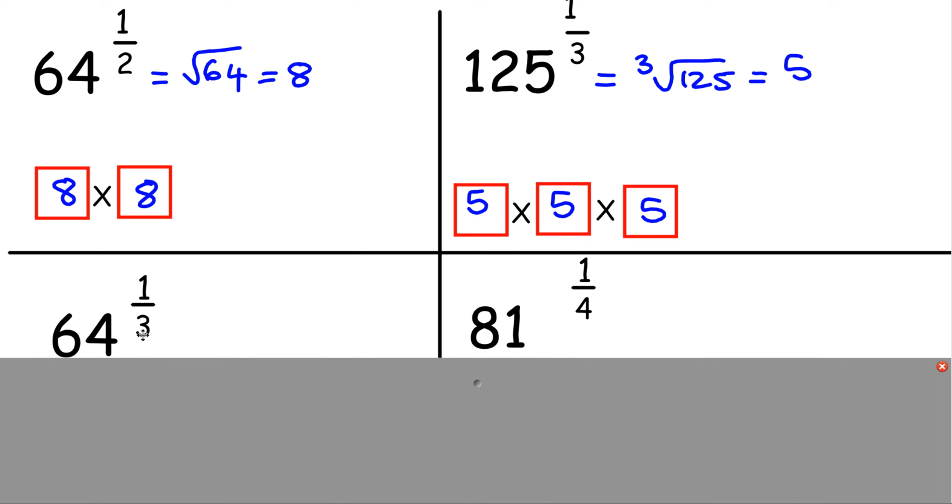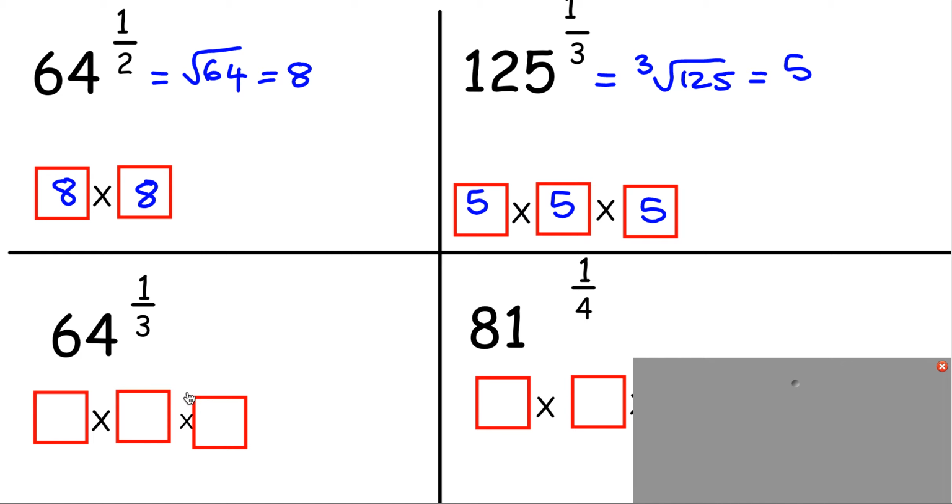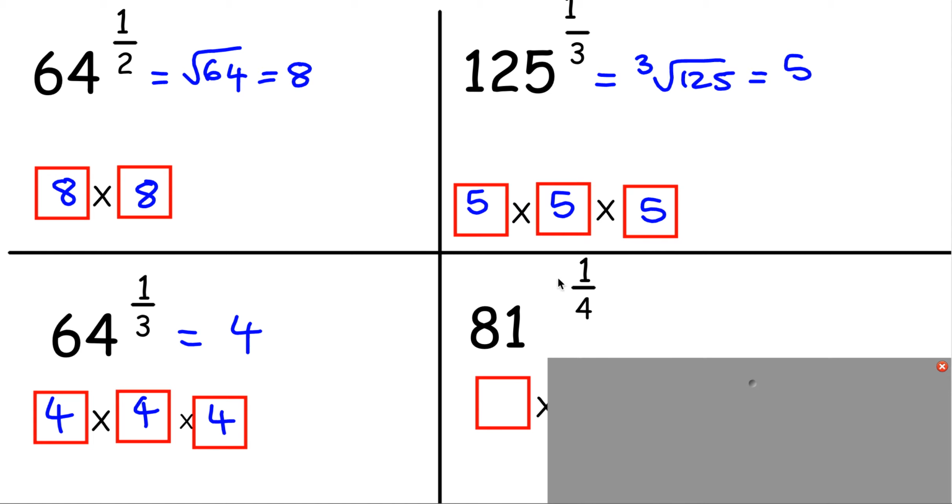So how many boxes are going to multiply to give me 64? That's 3. So a number multiplied by another number multiplied by another number gives me 64. Okay, so have you thought of it yet? 4 times by 4 is 16, times by 4 is 64. So the answer to this is 4.